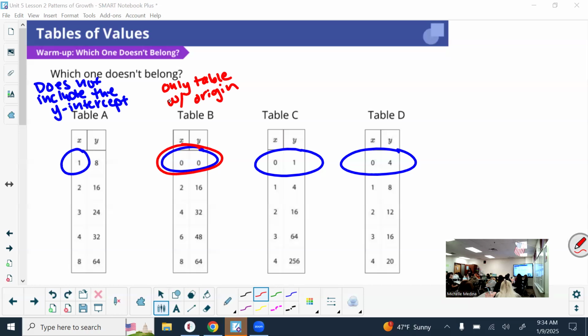For table C, let me see if I can remember. Saul, would you say for table C not belonging? So table C doesn't belong because it has really high Y values compared to the others. Okay, that could be a reason. Anyone else have another way of saying that? Like, how significant is it when we have Y values that are really high? What does that tell us, maybe?